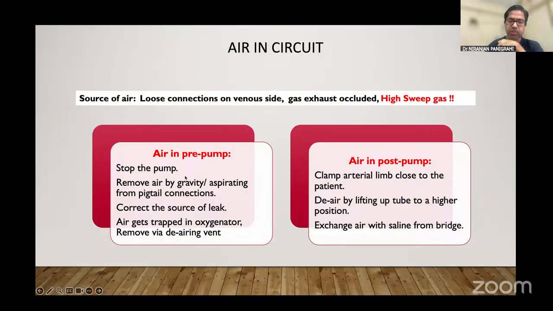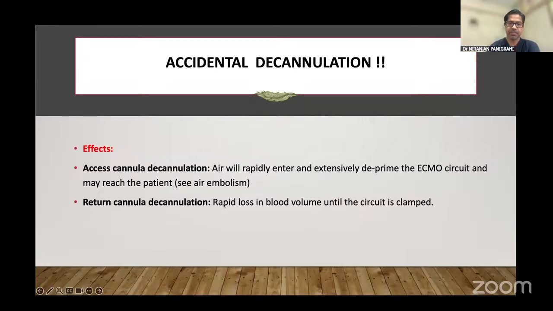Then comes, suppose air is in the pre-pump. Now what to do? Stop the pump, remove the air, many times either by gravity or by aspiration, as I told, with a 50 ml syringe, we can do this. Then check if the entire air is removed. Normally, if it's still not, it's devastating, but still we have some safety window because of the de-airing mechanism at the oxygenator level. Suppose it is at the post-oxygenator, then what? Immediately stop and clamp as close to the patient as possible. Again, same thing should be done. De-airing should be done, and exchange the air with the saline.